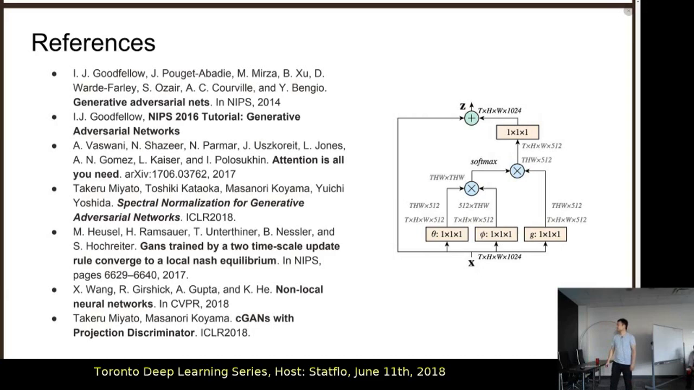Looks like the output from F and G is THW by 512 and 512 by THW. So you get C by C out of that. And then the output of what was H on the previous slide is C by N. So C by C combined with C by N gives you C by N. Yeah, C by N.